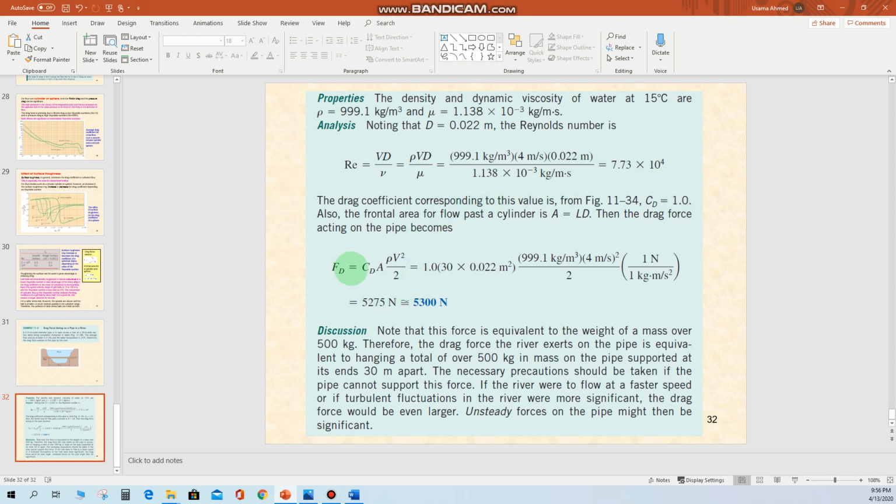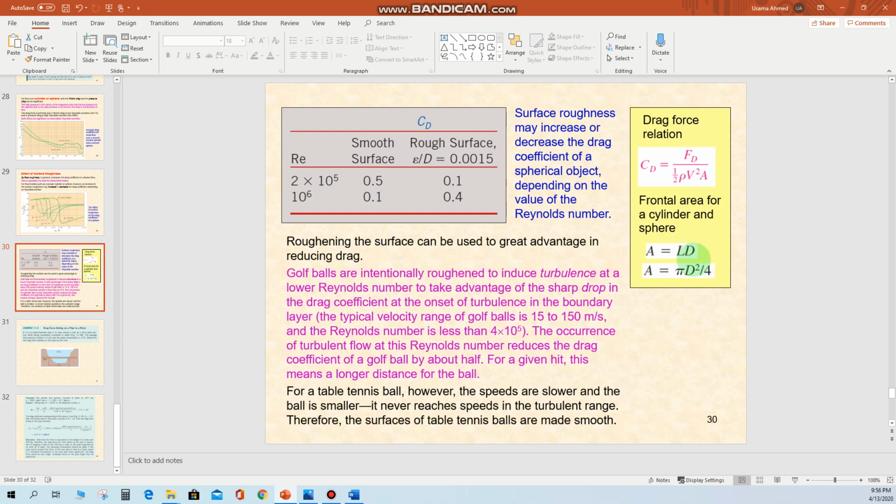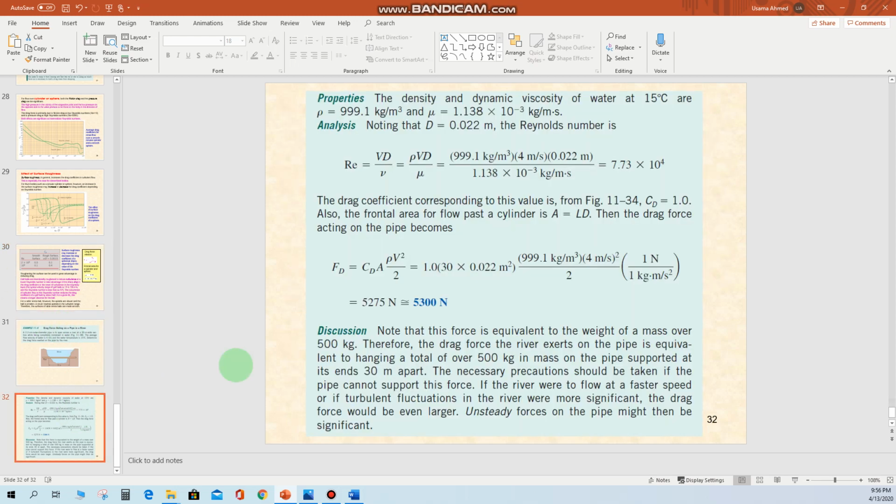Now for the calculation of the cross-sectional area, we need to consider the frontal area of the cylinder or pipeline that comes into contact with the fluid. How can you estimate the frontal area? We are provided with the length and the outer diameter of this pipeline, so we can multiply the length with the diameter, L multiplied by D, and we will get the frontal area of the object. Here it is 30 multiplied by 0.022. That will give you the frontal area.